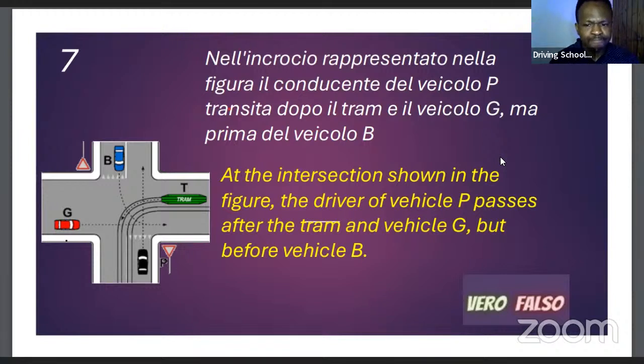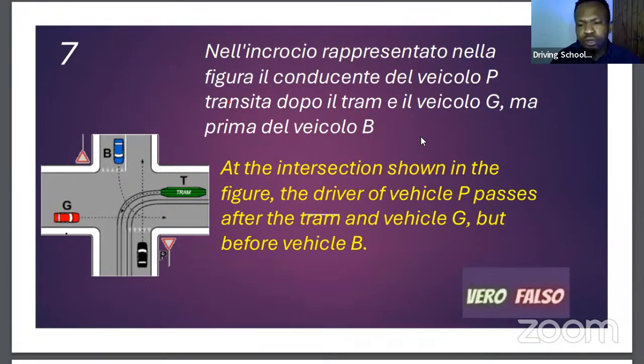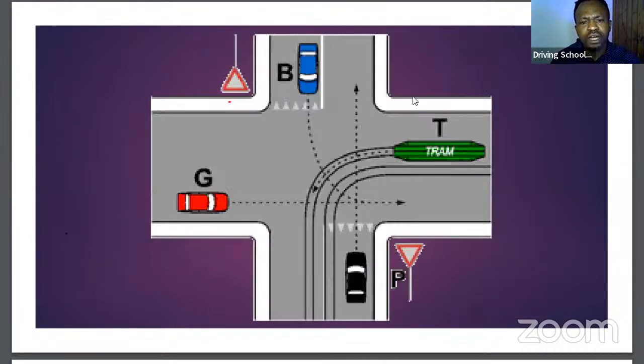Okay, so time waits for nobody. Number 7. Now, this is the intersection here. Remember, whenever you have this sign here, Dare Precedenza, it means that the right for you to engage the junction before any other vehicle is taken away. So whenever you are in the presence of another vehicle, you will have to wait for that vehicle to pass.